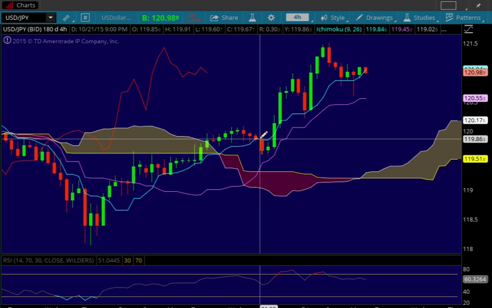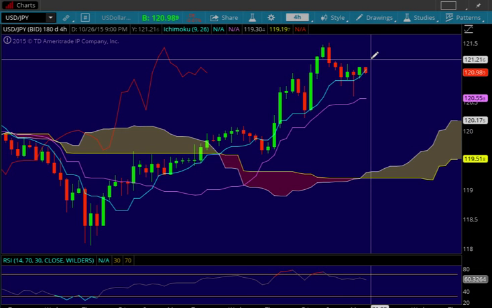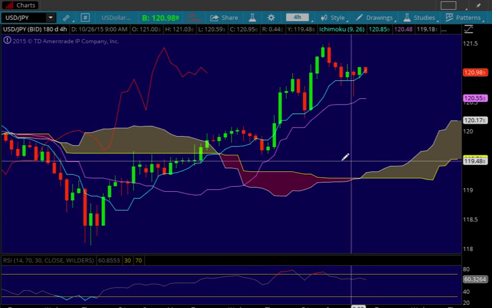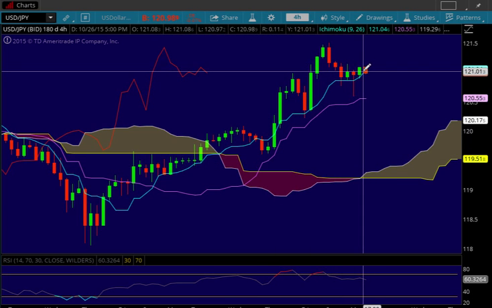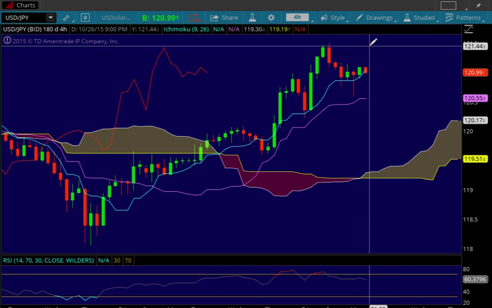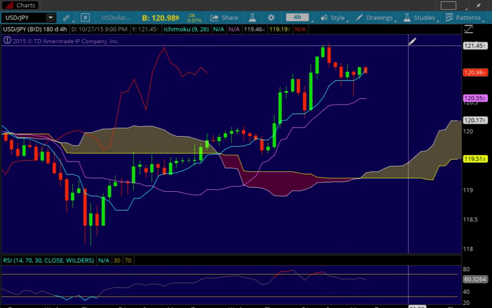The last time the Tenkan Sen was violated on a closing basis was back here, that was like 2 weeks ago, I think, is that right? Monday, Sunday, no, last week, sorry. So I'm expecting that if we do hold the Tenkan Sen on a closing basis on the 4-hour chart, that we will indeed proceed higher and maybe retest this double top area from Sunday night.